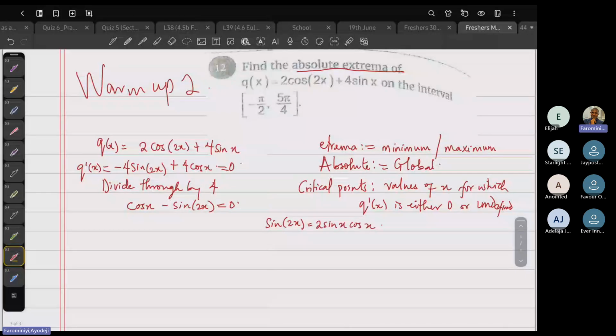So it means that we can rewrite this equation as cos x minus 2 sine x cos x is equal to 0. So how does that help us? What next? We'll factor out cos x. Beautiful. So we'll factor out cos x. Cos x, then we'll have 1 minus 2 sine x equal to 0.